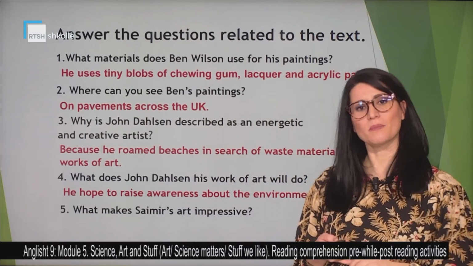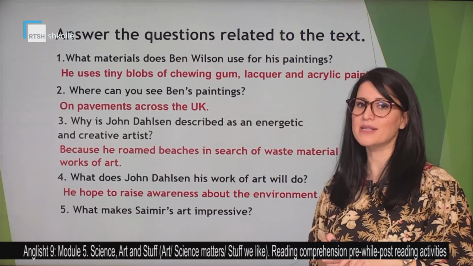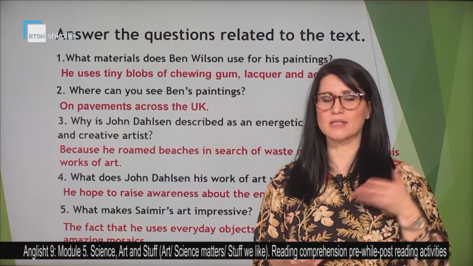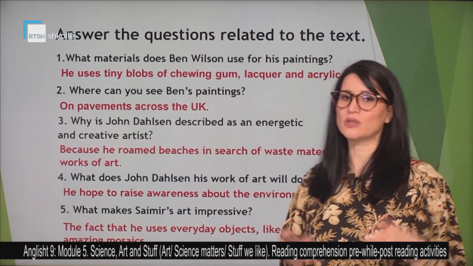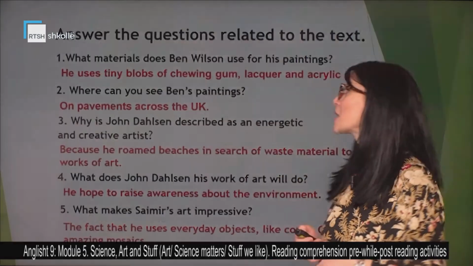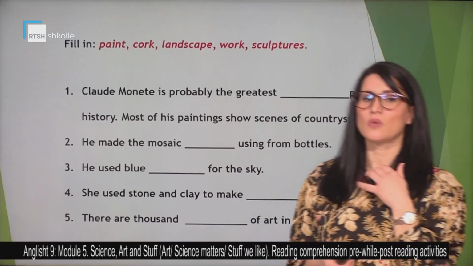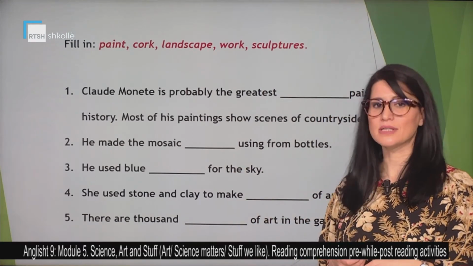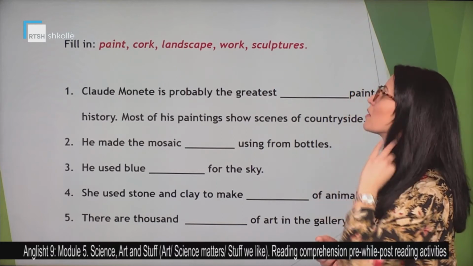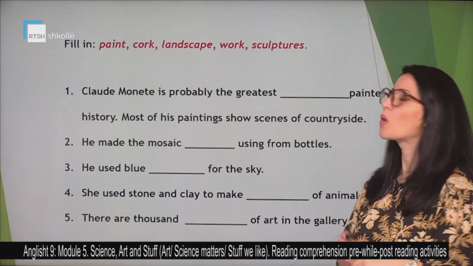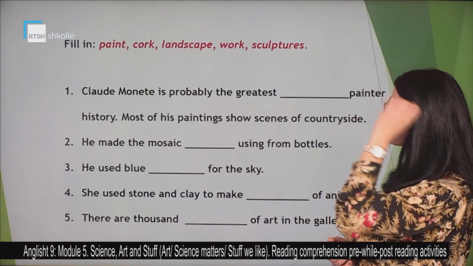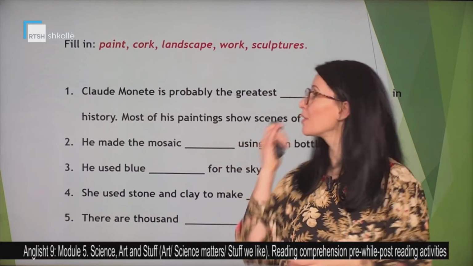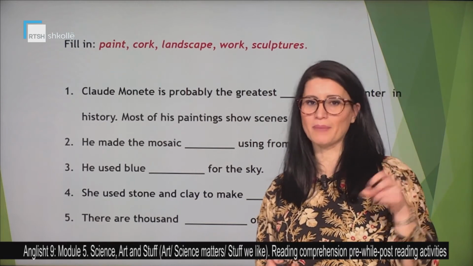And the last one, what makes Sajmir Strati's art impressive? The fact that he uses everyday objects like corks, eggshells, nails, toothpicks, etc. to make his amazing mosaics. We have got another exercise here. We have got some sentences and we are going to use the words in their correct form to complete the sentences. The words are paint, cork, landscape, work, and sculpture. Maybe you don't know the word landscape. It is a painting representing land, while cork in Albanian is tapa.